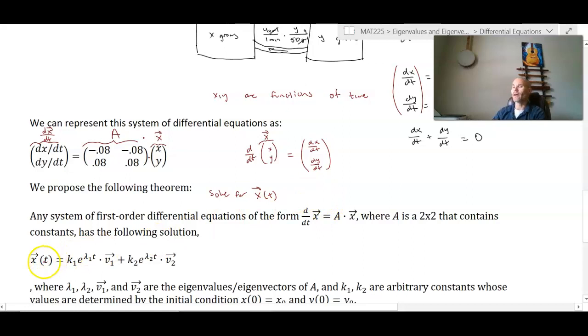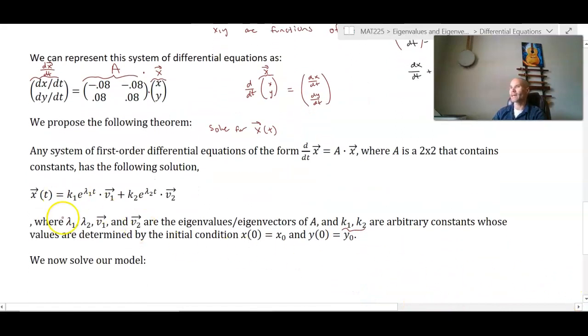The solution is x vector equals k1 e to the lambda 1 times t times eigenvector 1 plus k2 e to the lambda 2t times eigenvector 2, where lambda 1, lambda 2, v1, and v2 are all the eigenvalues and eigenvectors of A. And these k1 and k2 might look familiar from modeling with the eigen expansion or the diagonalization decomposition theorem. K1 and k2 are arbitrary constants whose values are determined by the initial conditions.